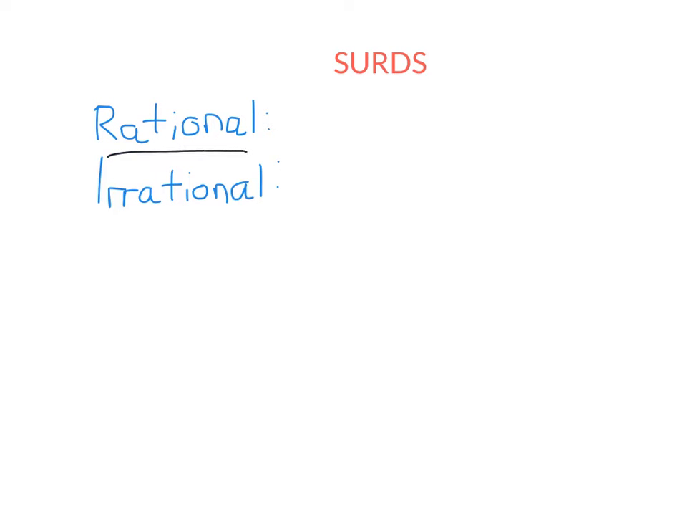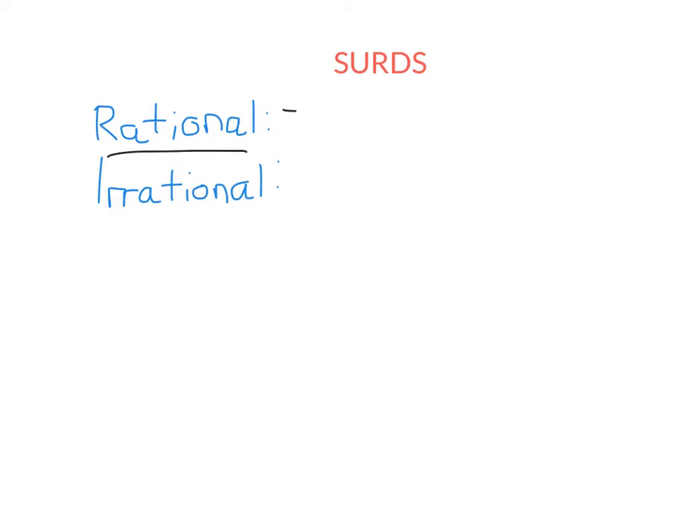So what exactly are surds? Well, surds are a type of irrational number. So remember, irrational numbers are just not rational. Rational means the number can be written as a fraction or equivalently as a terminating or recurring decimal.